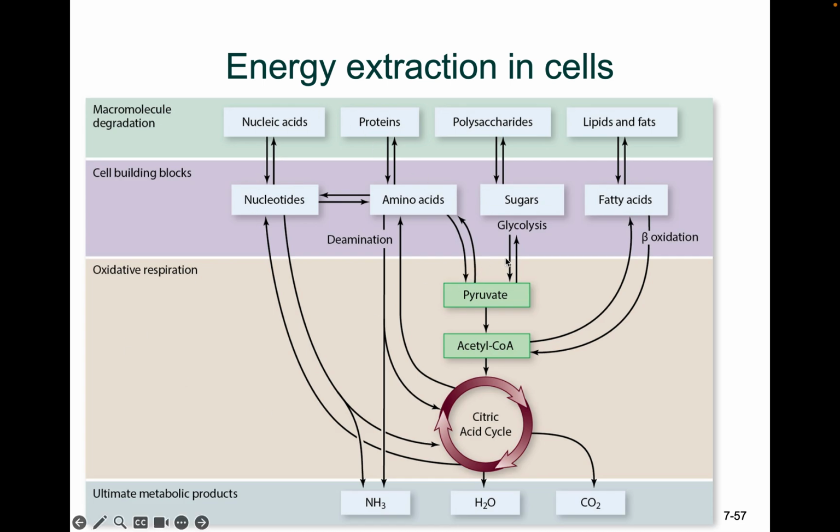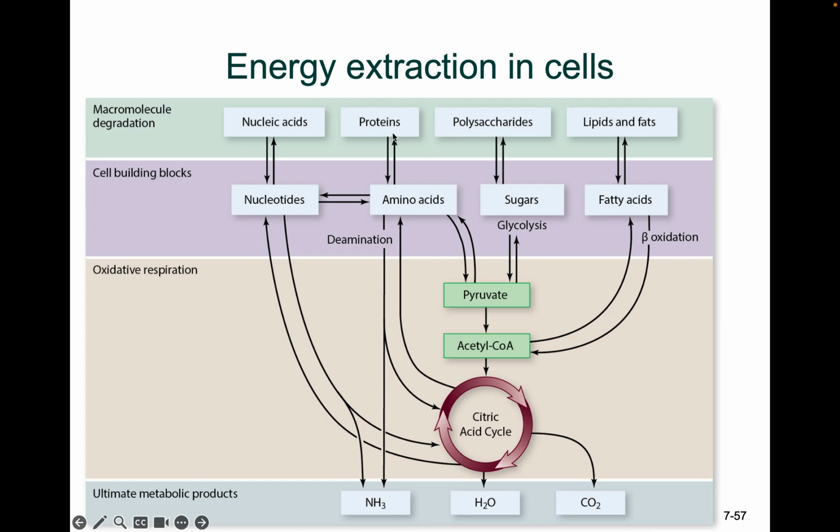So this is basically a picture that describes everything I was saying. You could use amino acids, through deamination, to give you products for the citric acid cycle. We can use fatty acids, through beta oxidation, to give us acetyl CoA. We can also use certain nucleotides, where we can do deamination to give us products of the citric acid cycle. So sugars are not the only things that we can degrade to give us energy.